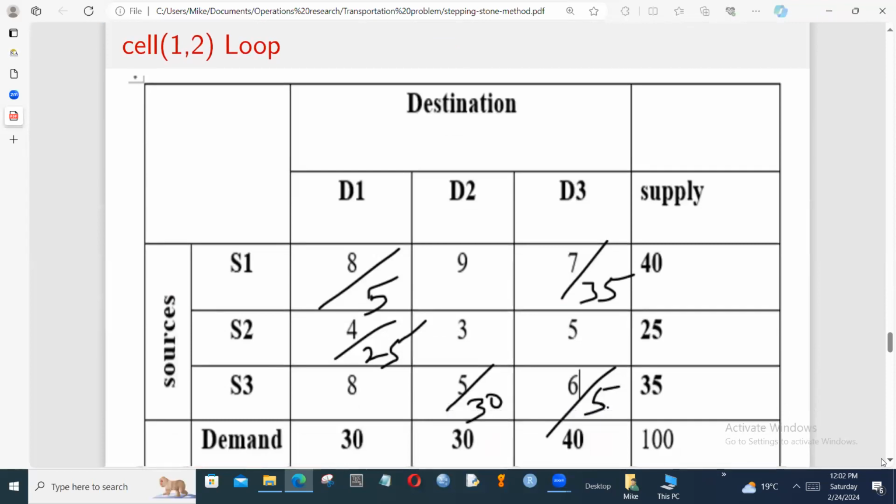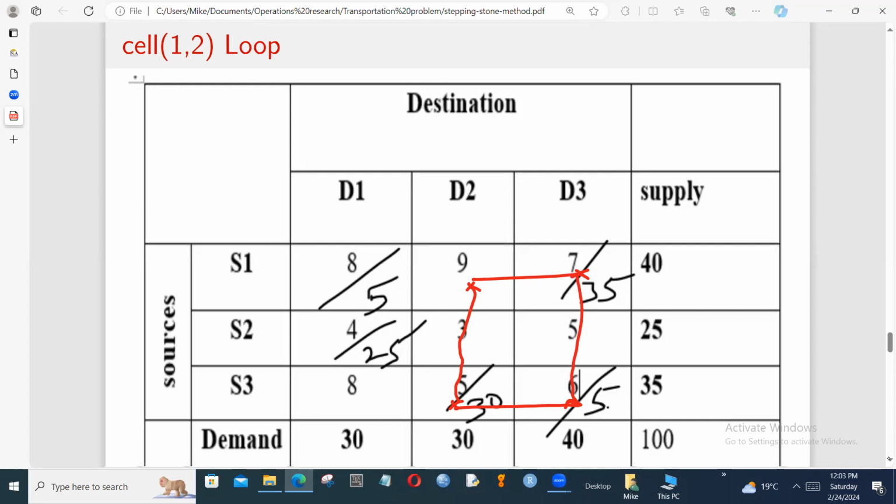Cell 1, 2. We want to draw a closed loop. From cell 1, 2, if we go to the left, we may not be able to make a closed loop. So we can only make a closed loop if we make this kind of movement.